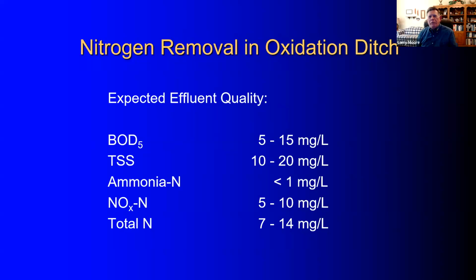What's the expected effluent quality if we use on-off operation? Well, roughly, again, these are ballpark. We expect our BOD to be about 5 to 15, suspended solids 10 to 20. Ammonia, usually with on-off, I expect to get 0.5 to 1 milligram per liter. Nitrite and nitrate, NOx combined, 5 to 10, and then total nitrogen about 7 to 14. And what I need you to realize is the difference between this and this: we have to add to our nitrite and nitrate the ammonia nitrogen and the organic nitrogen to get total nitrogen.